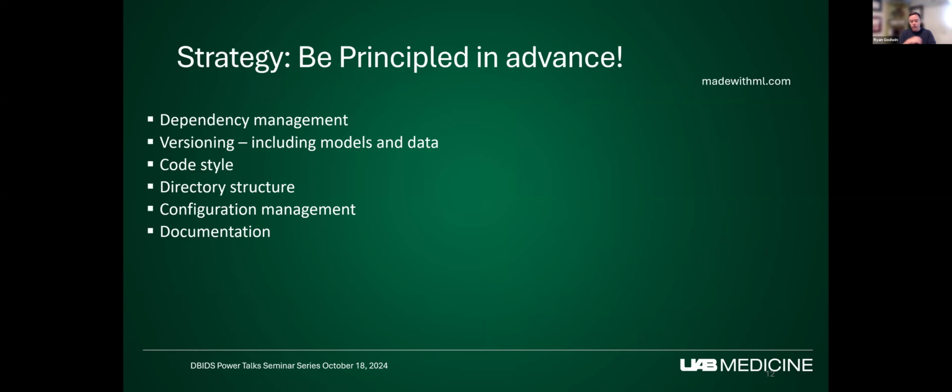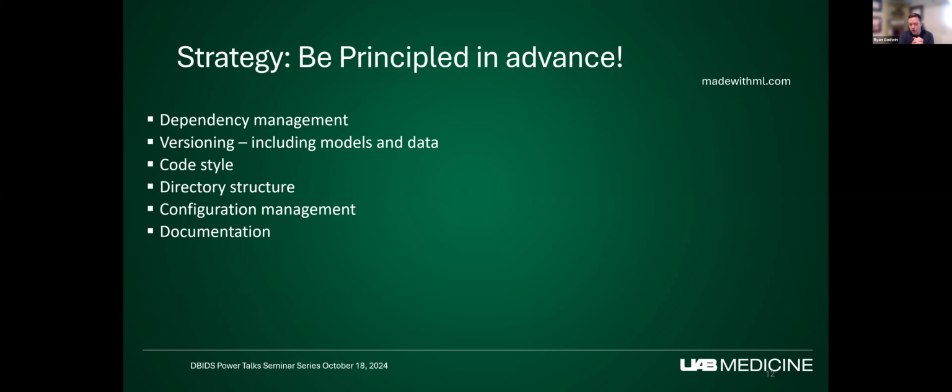So the overall strategy that we're deploying in machine learning operations is really just to be principled in advance. Think about dependency management. If you've done this enough, you know that package management is a bear, and sometimes can just be a big old thorn in the side of a project. So thinking about dependency management, versioning, not just the software, but the models and the data, because we're thinking about the whole thing as a system now.